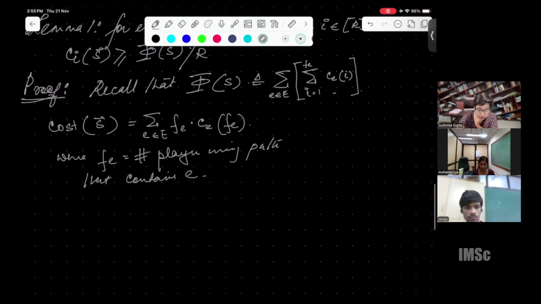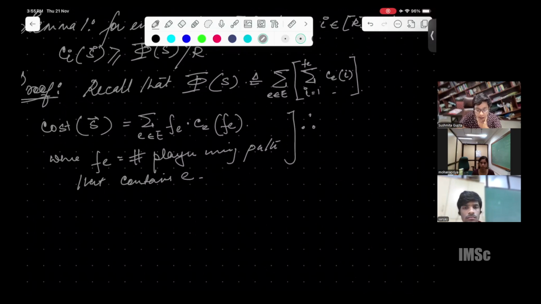Okay, so it's easy to see. Can you tell me what about phi s and cost s, are they equal or is there some other relation between them? Are they exactly the same, or is there a relation, one greater than the other? Otherwise, how am I using phi s to capture the cost function? Over here I have the summation of f_e times c_e(f_e), correct? Over here I'm just using c_e(i), where i ranges from 1 to f_e, correct? So unless f_e is 1, they are not equal. When f_e is 1, if there's exactly one agent, then they are the same thing.